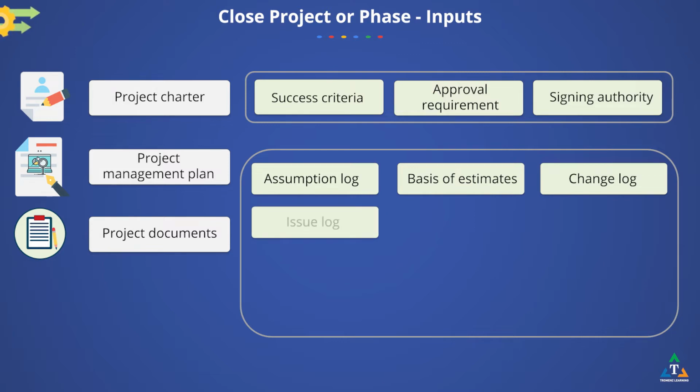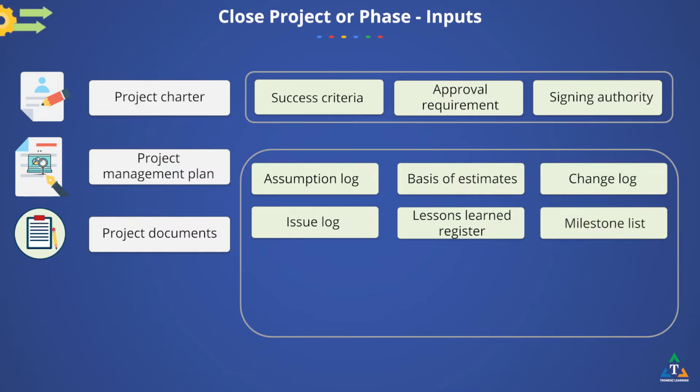The issue log is used to check that there is no open issue. The lessons learned in the phase or project will be finalized before being entered in the lessons learned repository. The milestone list shows the final dates on which the project milestones have been accomplished. Project communications include any and all communications that have been created throughout the project.